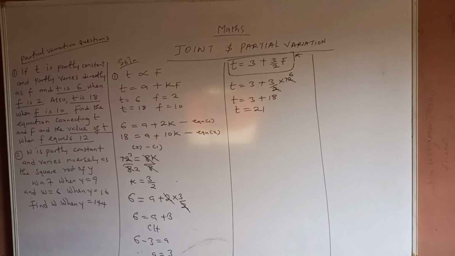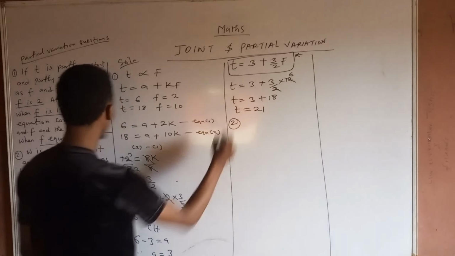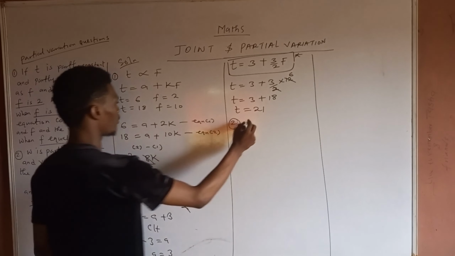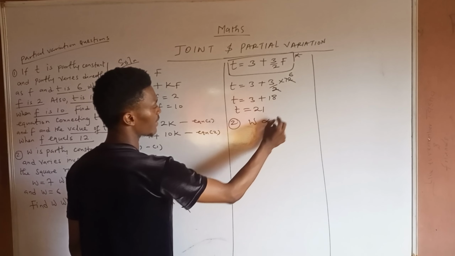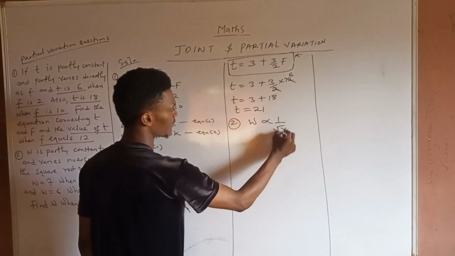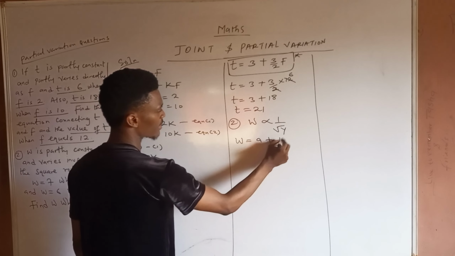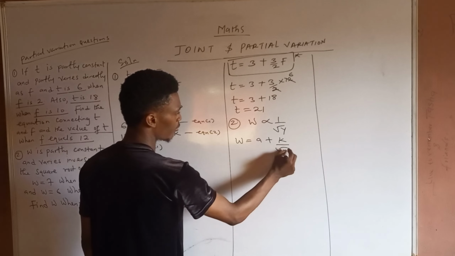Then to the second question, which is number 2, w is partly constant and varies inversely as the square root of y. So we are only interested in w varying inversely as the square root of y at first, and then for introduction of the constant, which is a plus k over the square root of y.